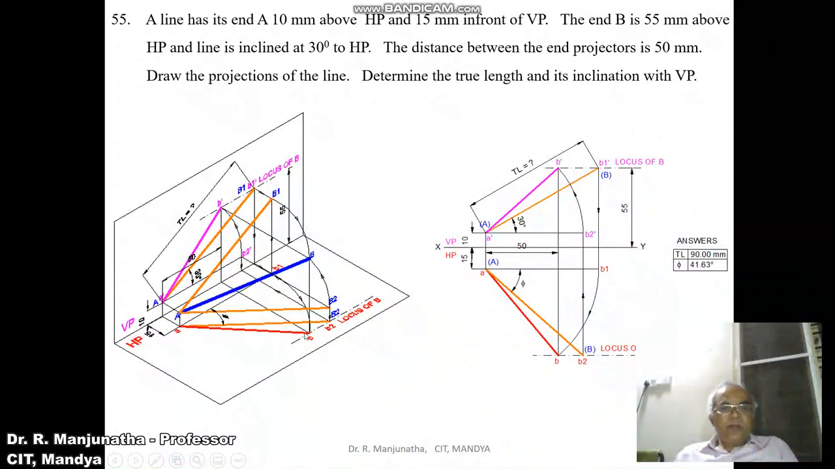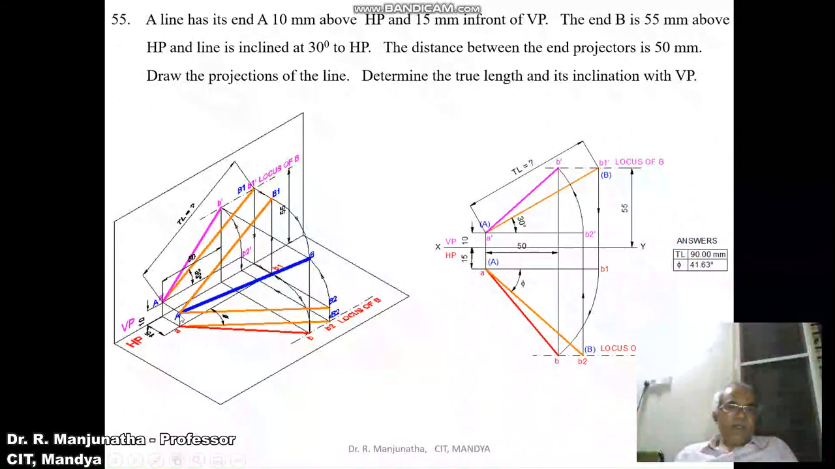So the top view point is going to lie on this end projector, so you're going to get this point B. Then join A to B with a dark line. So you will get this as the locus of B in the top view, so that in space you will get this point B, and when it is projected you can see B dash also here.